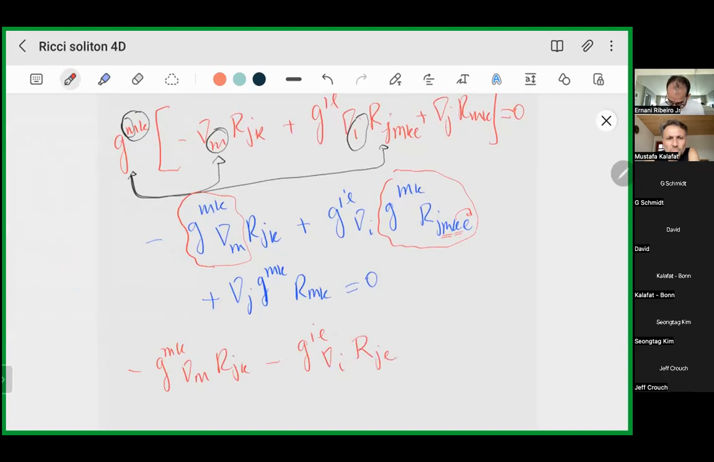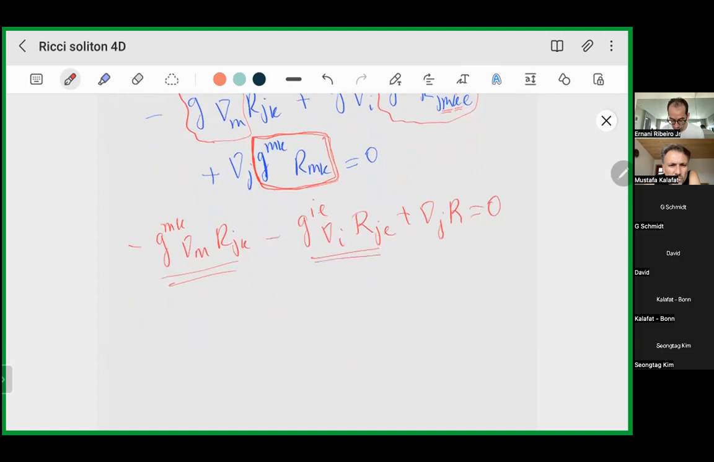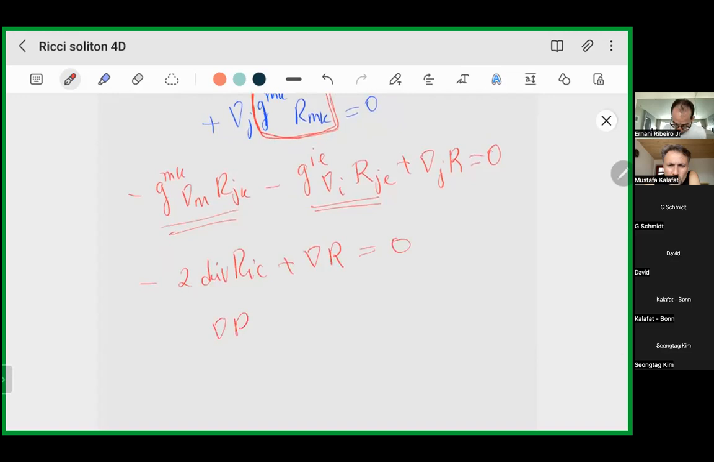And the last one here is the trace of the Ricci curvature, and the trace of the Ricci curvature is the scalar curvature. Then I have here twice the same term. If you replace m by i and m by i, and k by l, we will obtain the same term. Here is twice the divergence of the Ricci curvature. And here's the derivative of the scalar curvature. Then we obtain the formula that I announced.